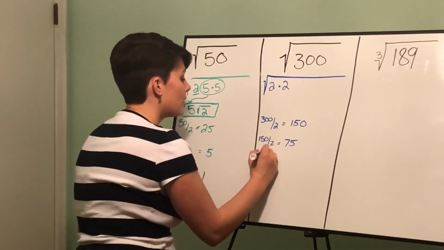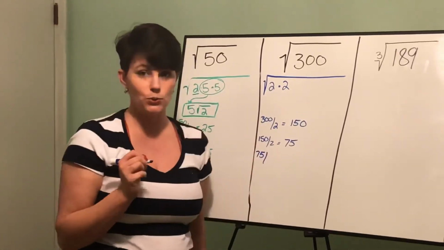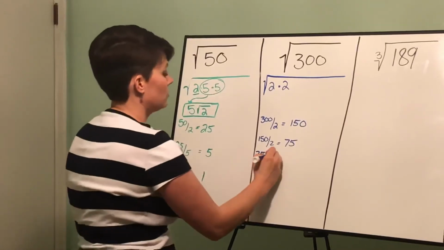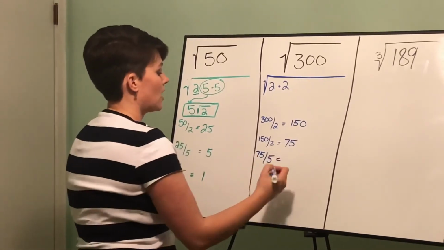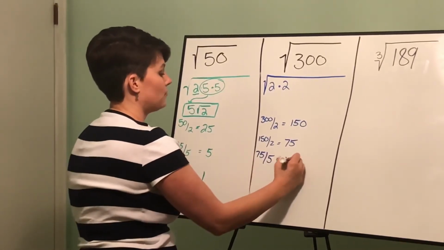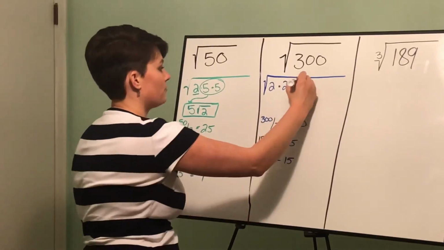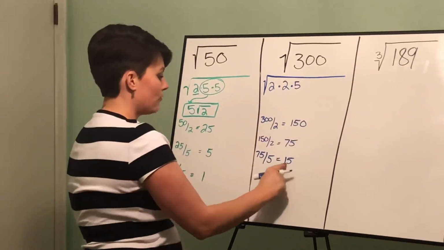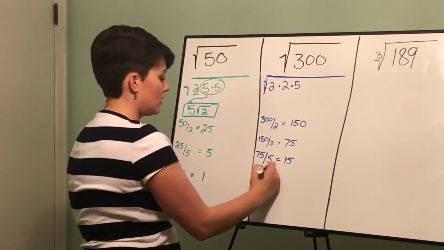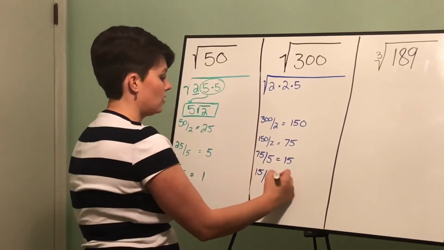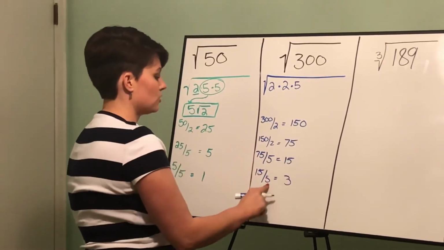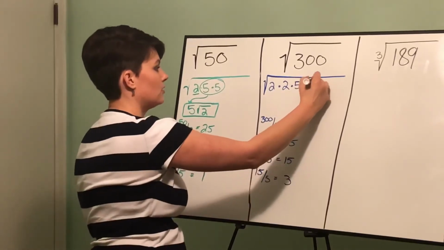75. Let's divide that by a prime. Now you can't divide it by 2. You could divide it by 5 though. So how about divide it by 5? That's going to give me 15. So let me show that I divided out a 5. Okay, 15, I could divide that by another 5. That would give me 3. So let me show that I divided out another 5.